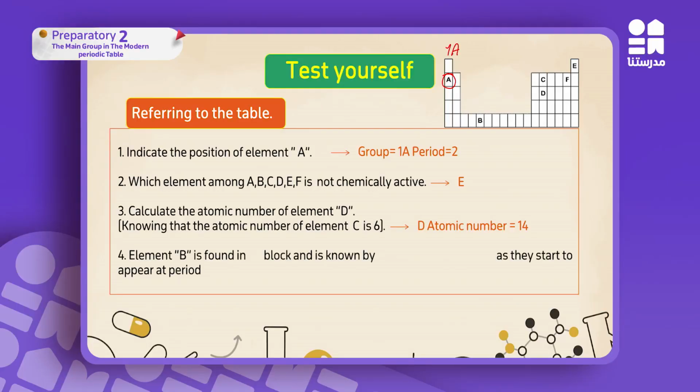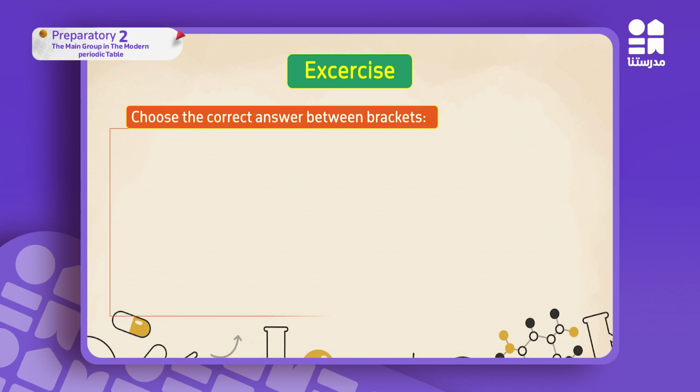طيب 4 بيقول لي element B is found in which block؟ فاكرين الميدل block؟ Yes, it is the D block. Excellent. And it's known as, of course, the transitional elements. طيب بيقول لي and they start to appear at which period? Of course 4.